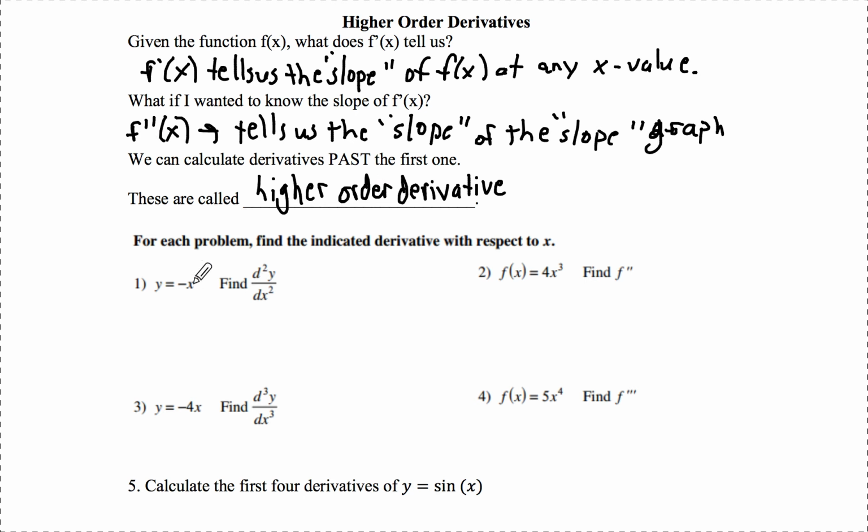All right. For each problem, let's find the indicated derivative. And there's a few notations that get used. We see this notation for the second derivative. Ooh, that should be a squared.